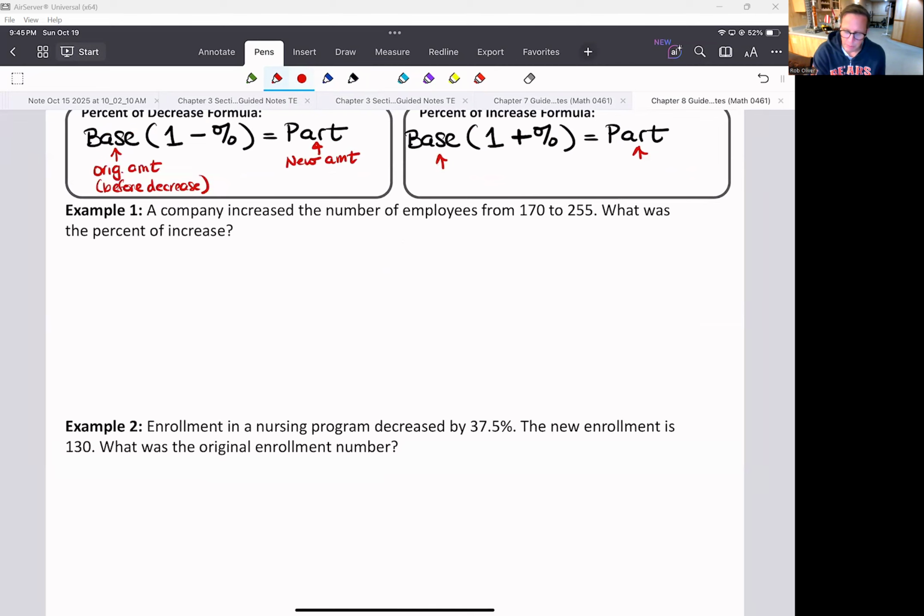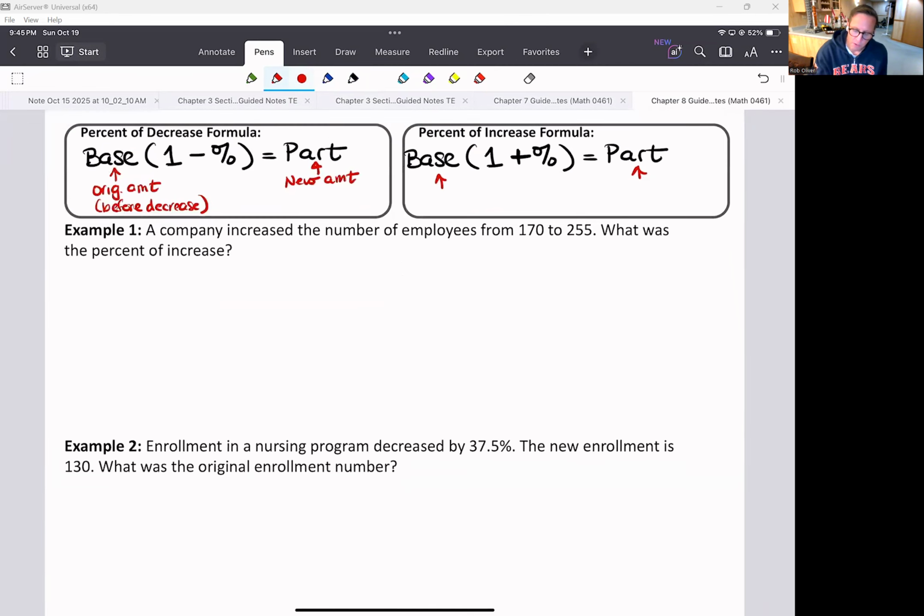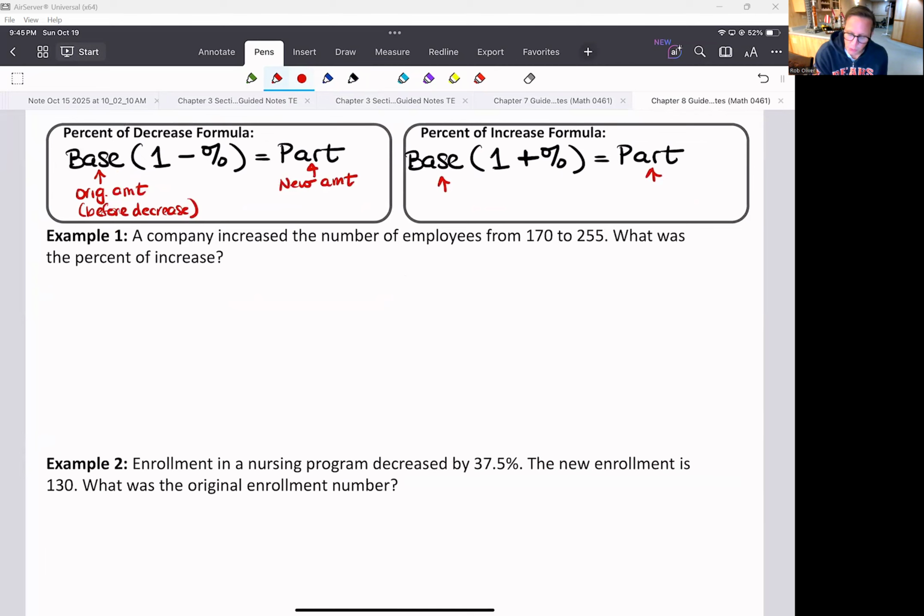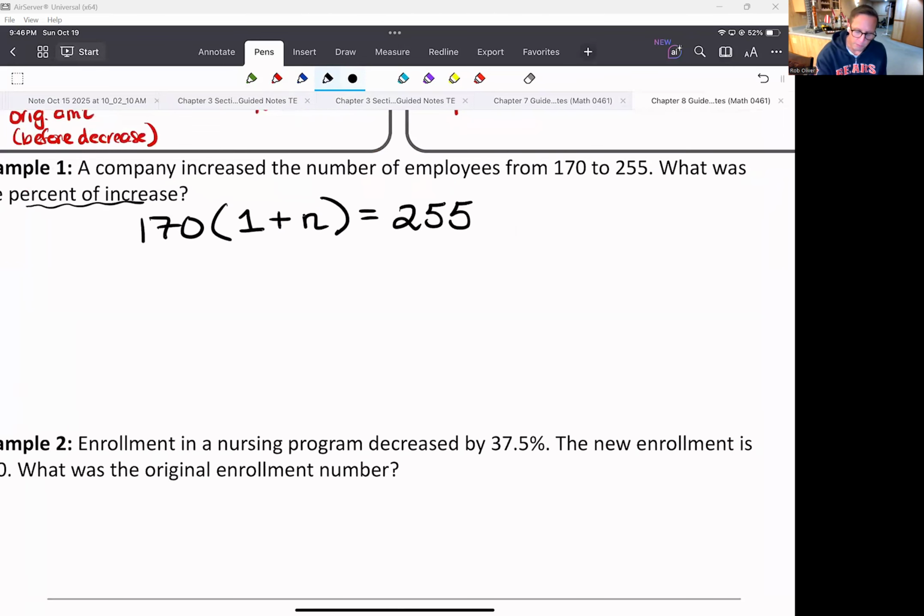All right, so a company increased the number of employees from 170 to 255. Okay, so let's set this up. In this problem, the base is 170, so I'm going to put 170 here. We're looking for percent of increase, so we don't know what the increase is. So we're going to do 1 plus, and we don't know what the percent is, so I'm going to put 1 plus n equals, and the new amount is 255. That's the new number of employees. So that's what we're going to do.